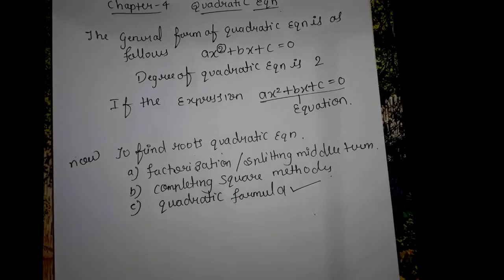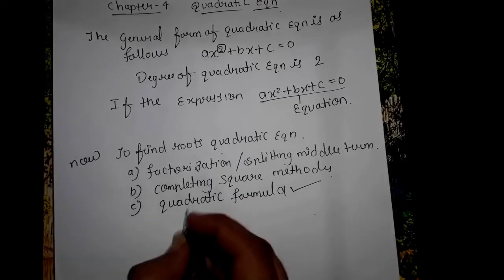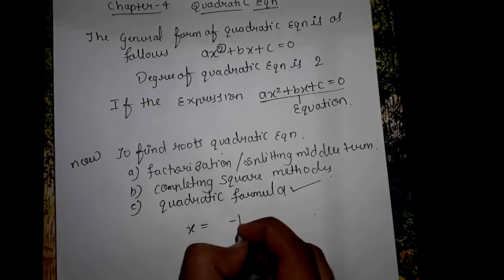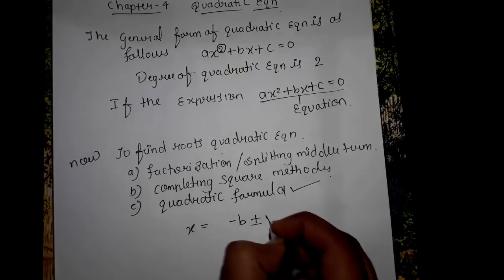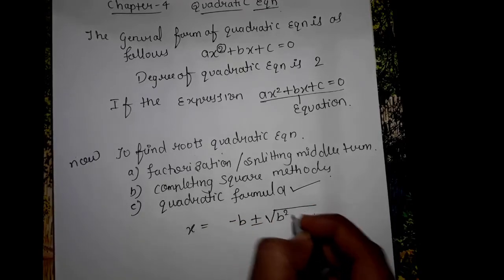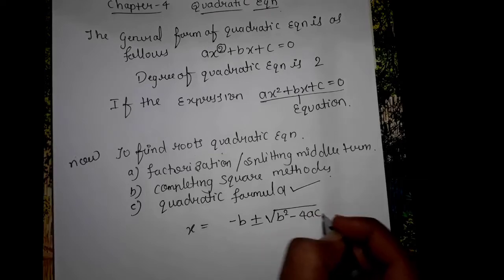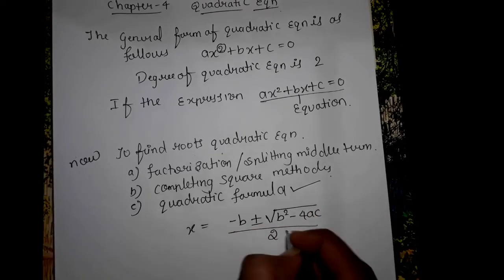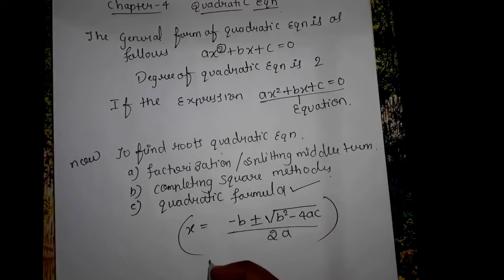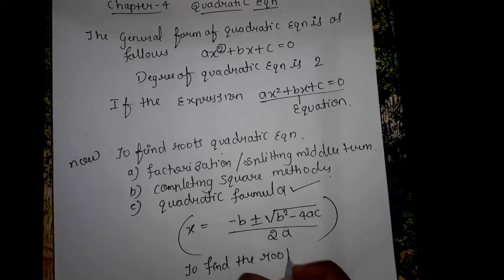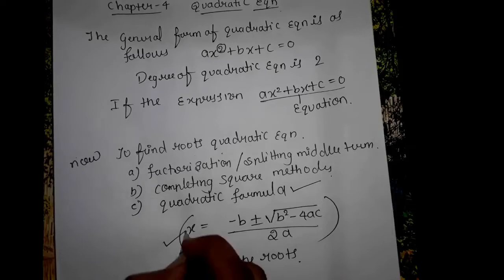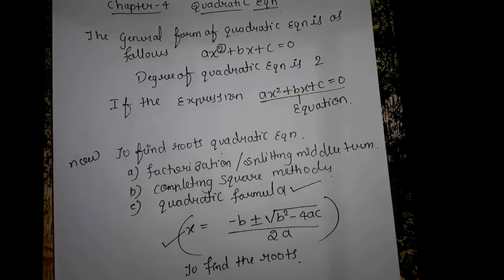What is the quadratic formula? The quadratic formula is as follows: x is equal to minus b plus or minus root of b square minus 4ac, divided by 2a. This formula is used to find the roots. Please remember this formula. This formula is very important. It has been repeated several times in examinations.